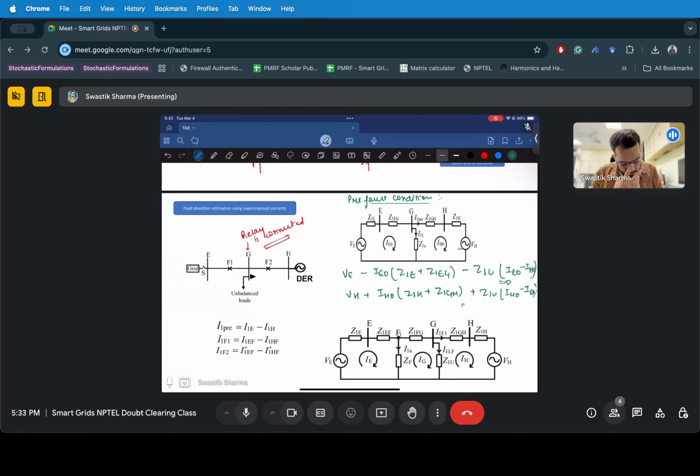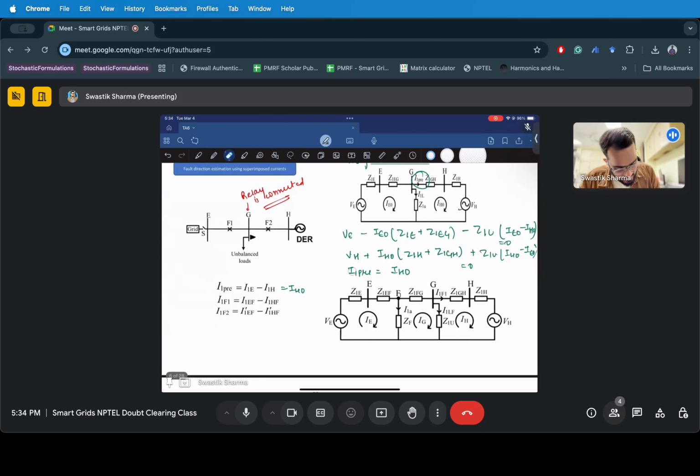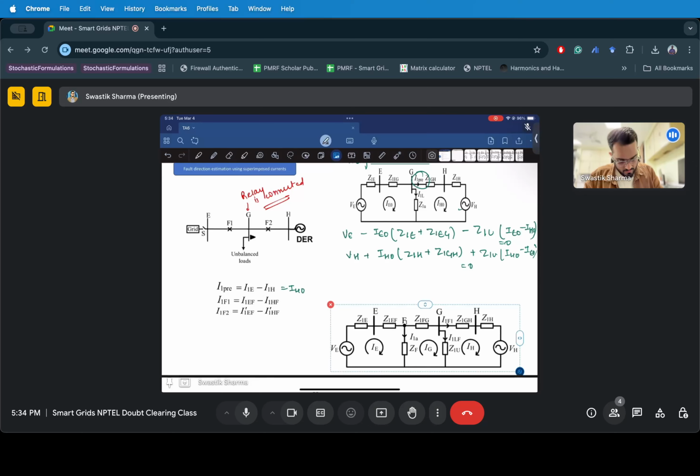Using these two conditions, you can come up with a value of IH0, and you'll see that your pre-fault current I1 pre is nothing but your IH0. So you have two equations and you can come up with IH0. I'll just give you a final formula; derive it on your own because it will take me time if I do everything. So the final formula would look something like this.